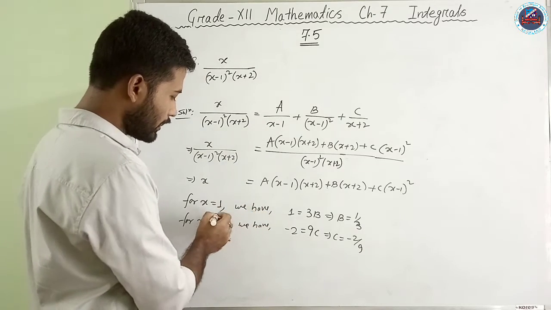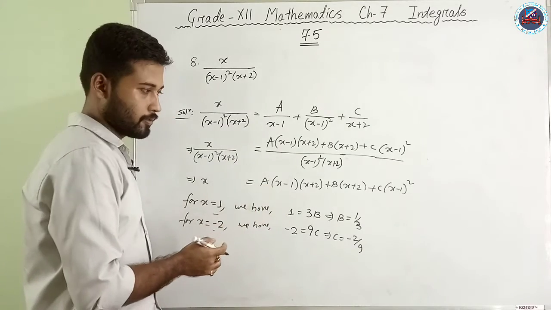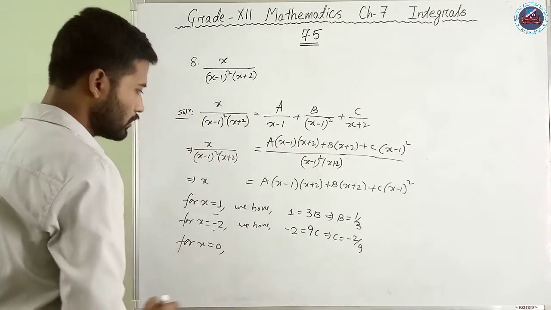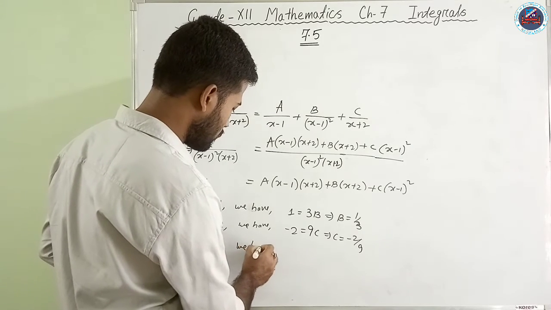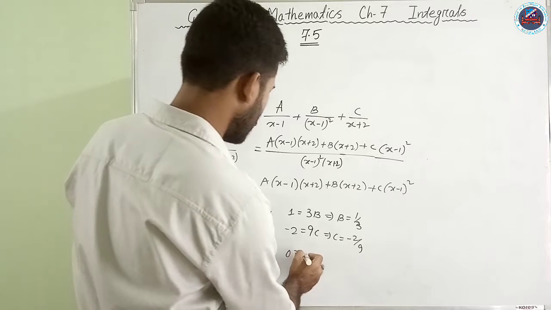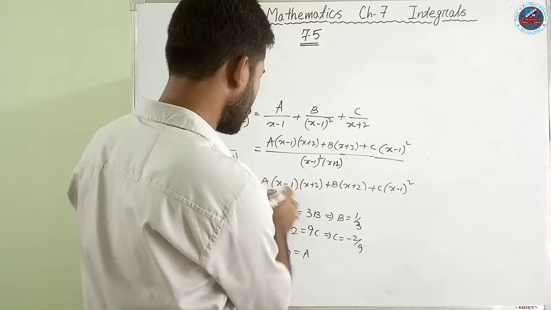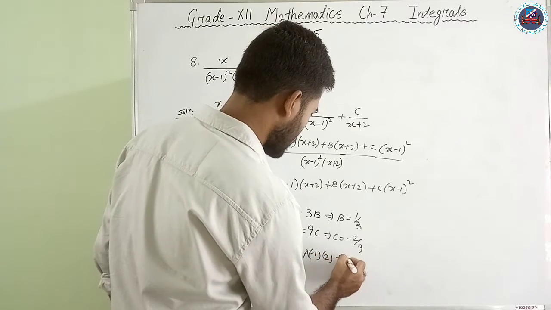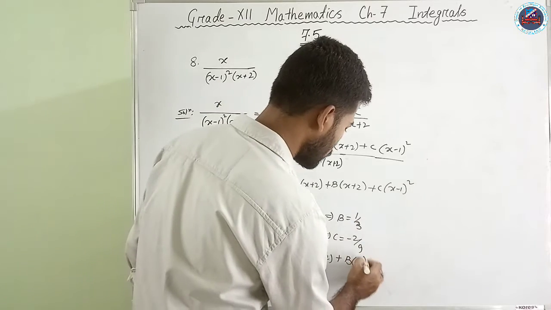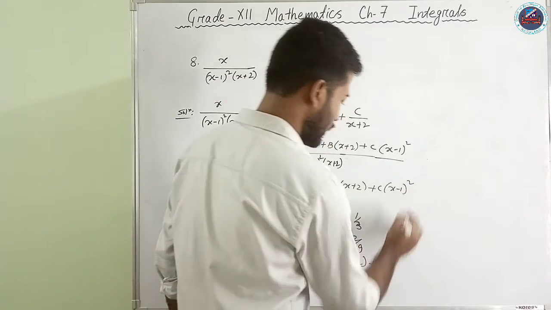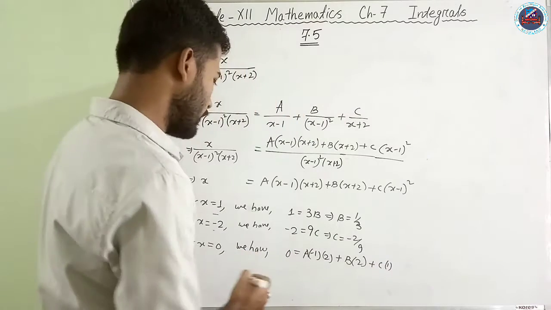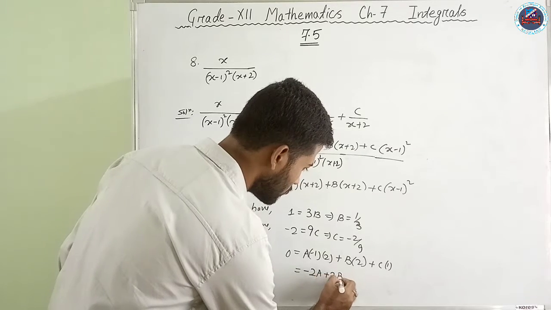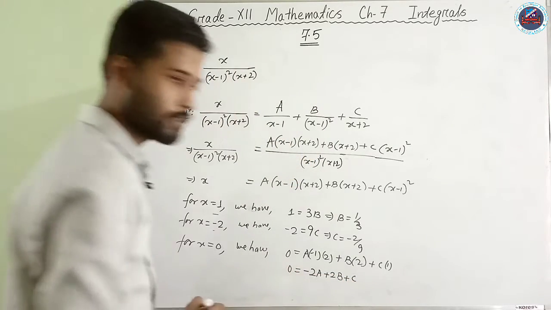Now what about a? Since we do not have any other values for x, let us put x equal to 0. So for x is equal to 0, we shall have 0 is equal to a into, here it will be minus 1, and this will be 2, plus b, x equal to 0, so it will be 2 only, and c, so it will be minus 1 square will be 1. Fine. So this will give us minus 2a plus 2b plus c is equal to 0.